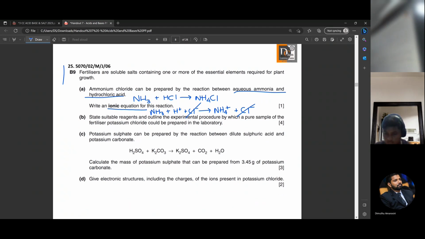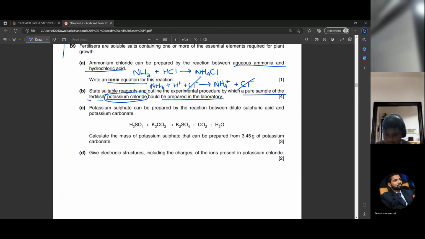State suitable reagents and outline the experimental procedure by which a pure sample of potassium chloride could be prepared in the laboratory. Here it is salt preparation. What's the method you are going to use? Titration, because potassium chloride is a group 1 salt. Right? What are the reagents that you are going to use? Potassium hydroxide and HCl. You need the acid and base.